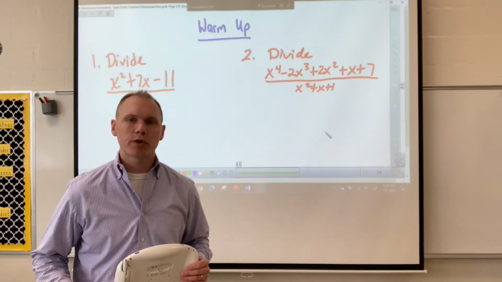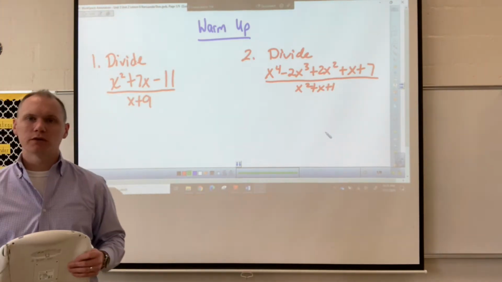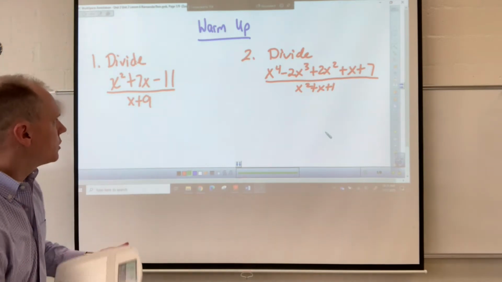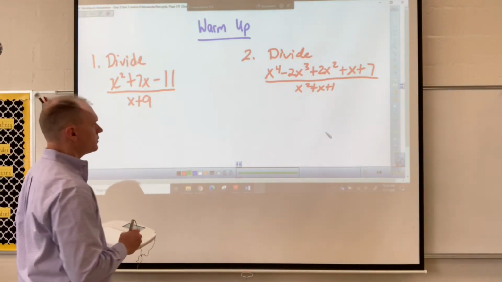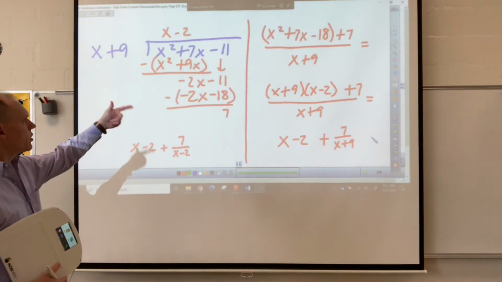So I want to give you a little more practice with division as a warm up for today. Try these two problems using division, and then we'll go over them here in just a second. Okay, so in this set of problems, let's go to the next screen and I'll show you number one. There are a couple of different ways we can do number one.